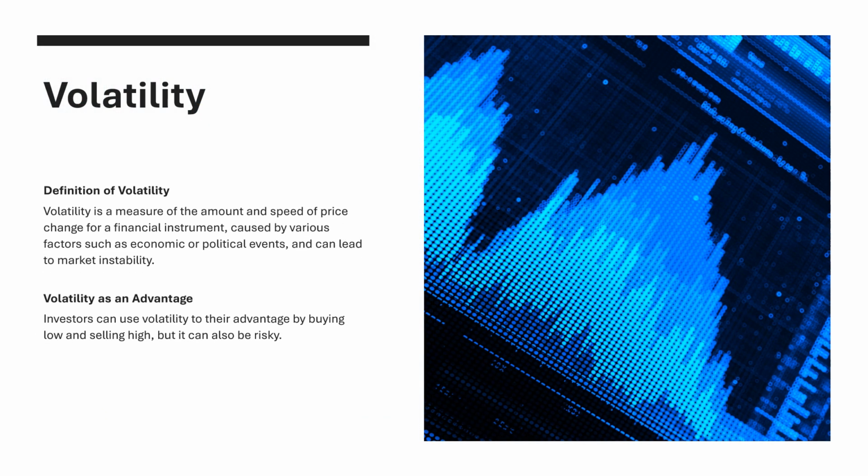Volatility. Volatility is a measure of the amount and speed of price change for a financial instrument, caused by various factors such as economic or political events, and can lead to market instability. Volatility as an advantage. Investors can use volatility to their advantage by buying low and selling high, but it can also be risky.